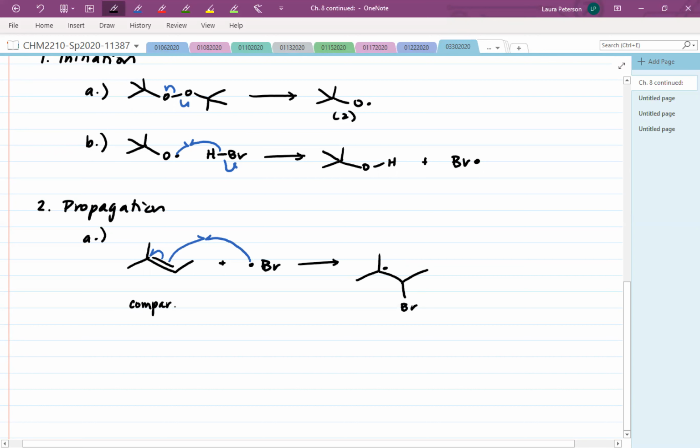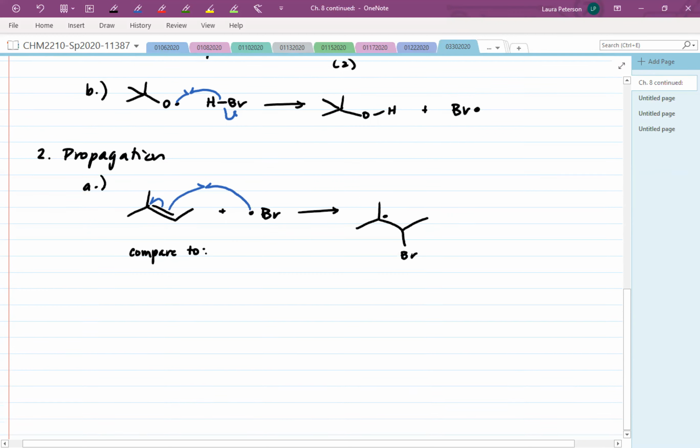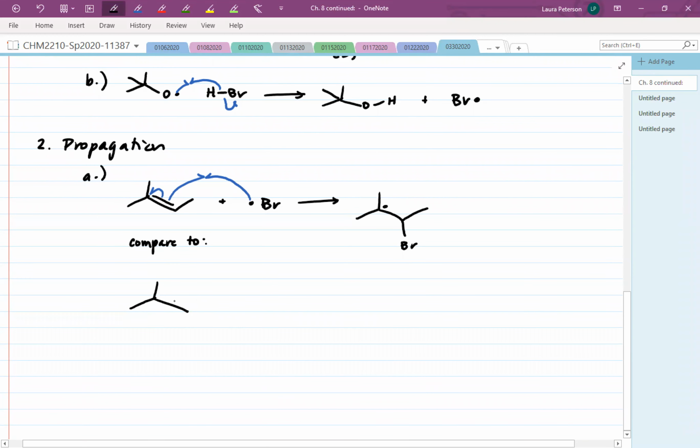Consider what an alternative mechanism might be. Okay, so compare to this set of mechanistic arrows. What if when the bromine radical combines, then we give that other pi electron to the less substituted position? Okay, so this would be giving us the minor product in terms of regioselectivity. This would lead us to our minor product, which would be Markovnikov's product.